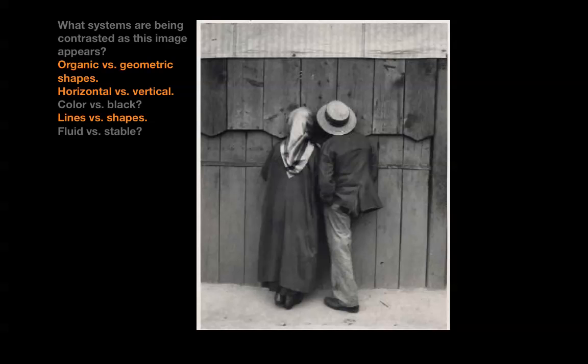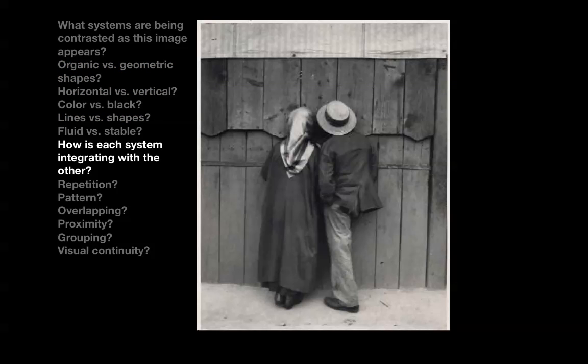Shapes of the figure is one thing. You have the fence itself, which is a series of shapes interrupted by vertical lines, and of course the vertical pipe, the vertical lines on the canvas at the very top edge. How is each system integrating with the other? Repetition and pattern, overlapping, proximity, grouping, visual continuity. In the case of the figure and its relationship to the background, this is clearly an example of overlapping.